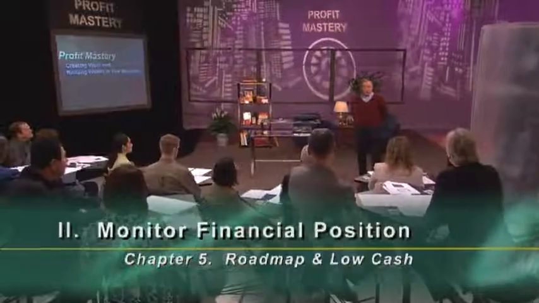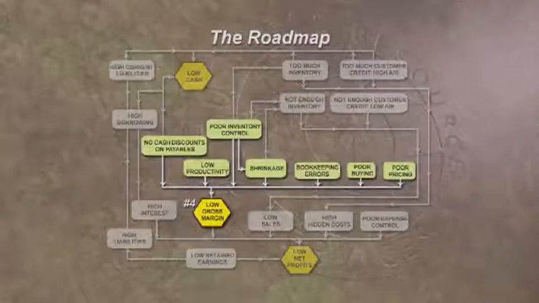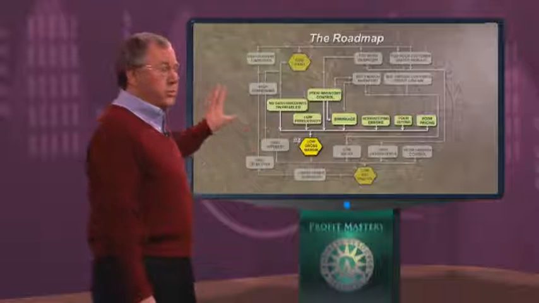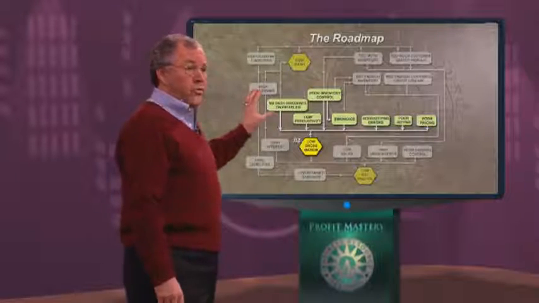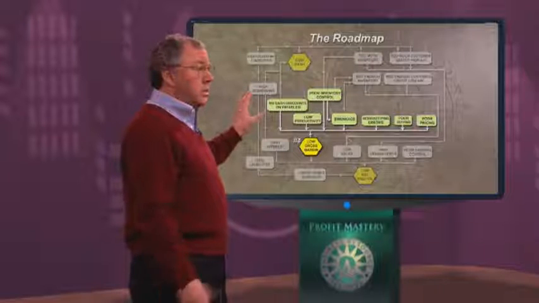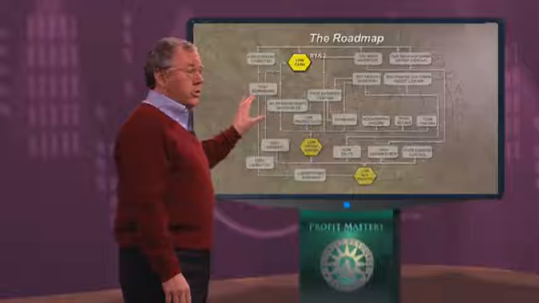So we're still working with the roadmap. You've got it out. And we looked at the symptom, low gross margin. Now, going back to our original roadmap, we want to take a look at another one of the symptoms, farther up toward the top: low or declining cash. And we want to work against the arrows, as we've been doing all along.